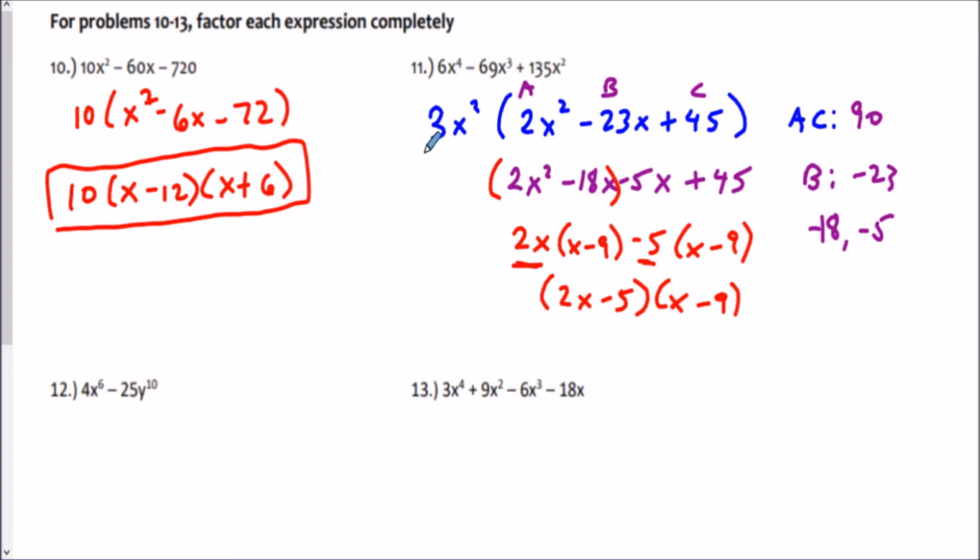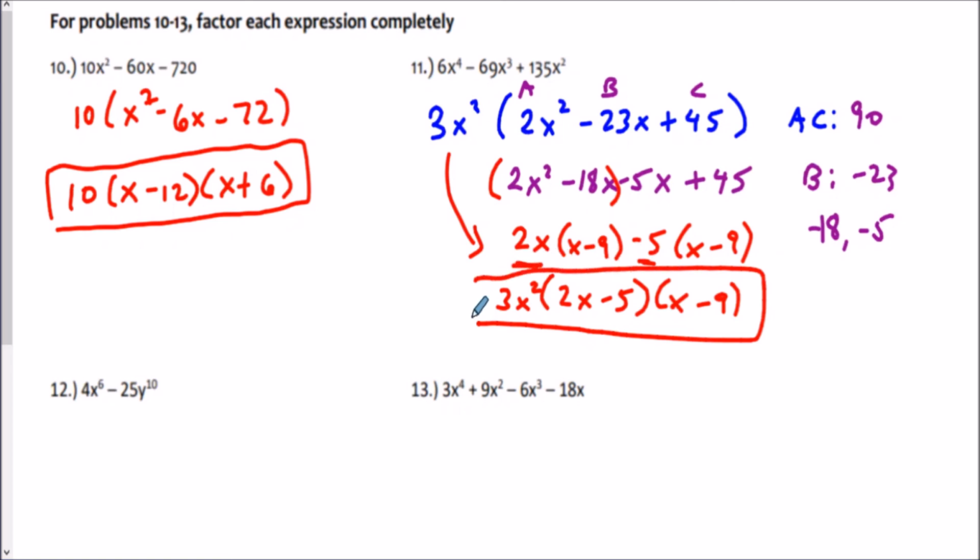Okay, and this is very easy to forget in a long problem like this. This 3x squared's got to come down and sit out in front. Okay, so that would be my final answer. Okay, this is now factored. Excuse me. So problem number 12.